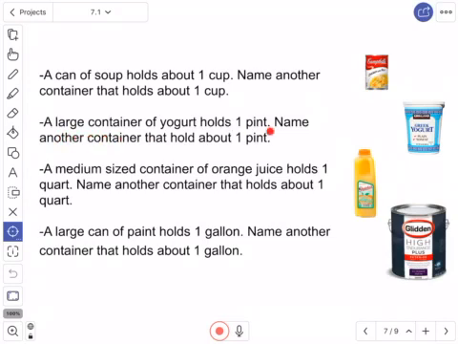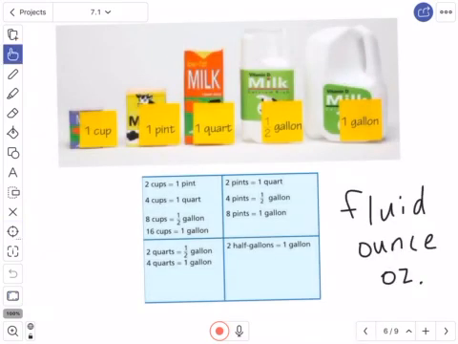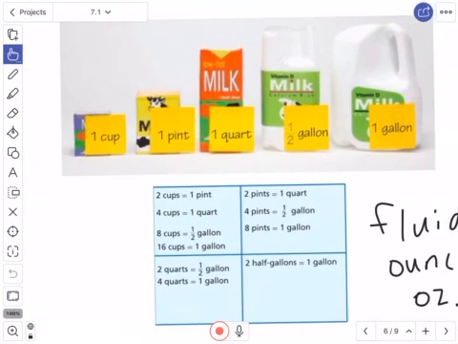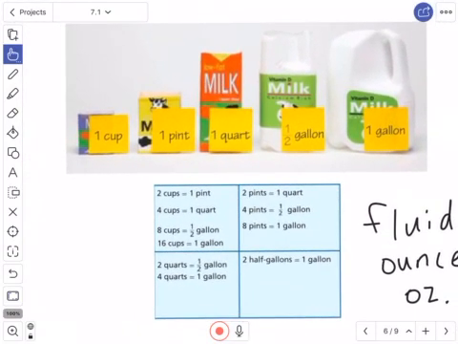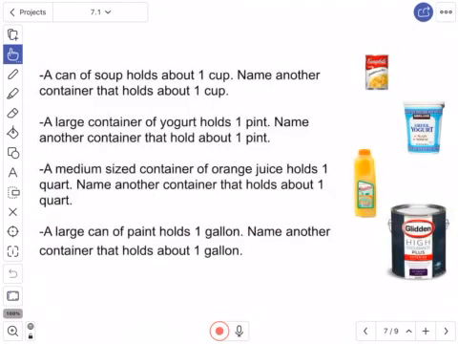A large container of yogurt is about 1 pint. If you have any glasses at home, the taller ones, that also is about a pint. A medium-sized container of orange juice holds about 1 quart. And that's usually what orange juice comes in. They either come in a quart or a half gallon, and that's a good example of what a half gallon is. But usually half gallons come in those waxy paper containers that could be for any kind of juice, sometimes milk or almond milk or oat milk or soy milk or rice milk or any of those kinds of things too.